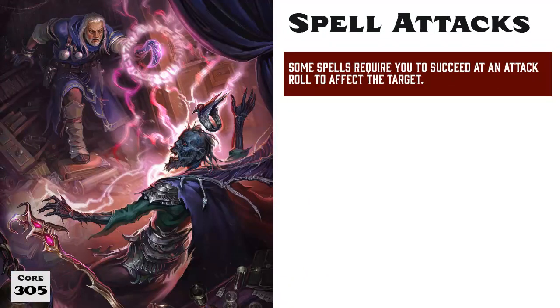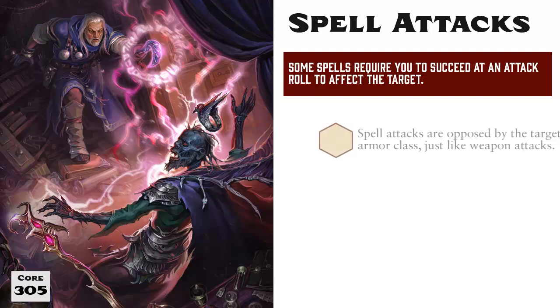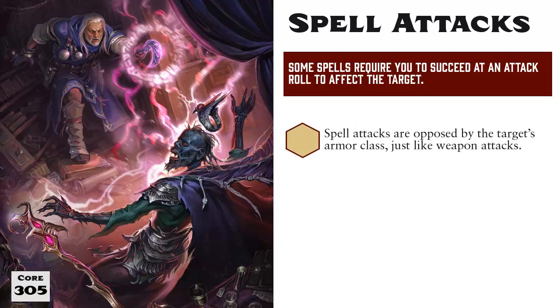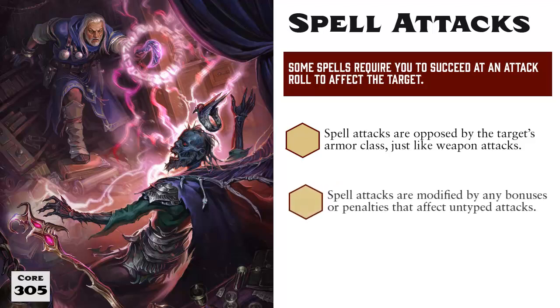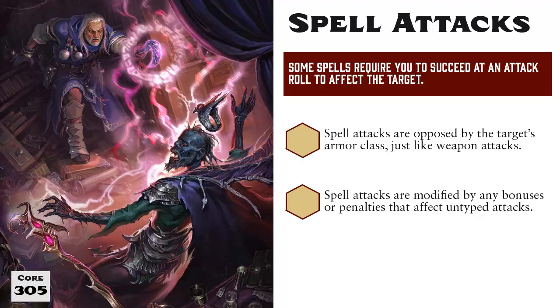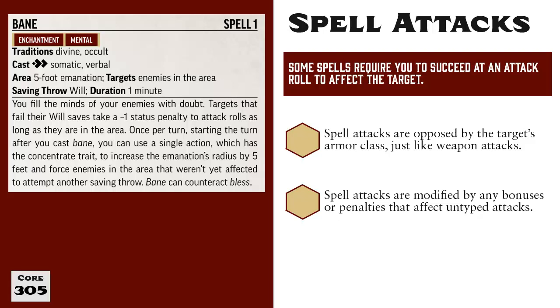Some spells require you to succeed at an attack roll to affect the target. Just like with weapon attacks, spell attack rolls are opposed by the target's armor class. Spell attacks are a type of attack and therefore they're modified by any bonuses or penalties that affect attack rolls. For example, victims of a Bane spell suffer a -1 penalty to all attack rolls. This does include spell attack rolls too.